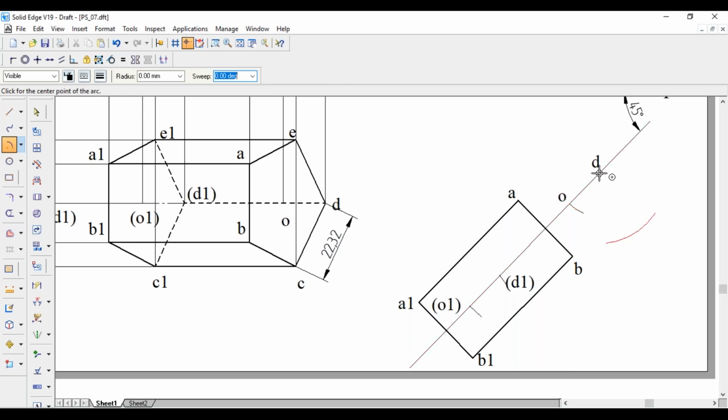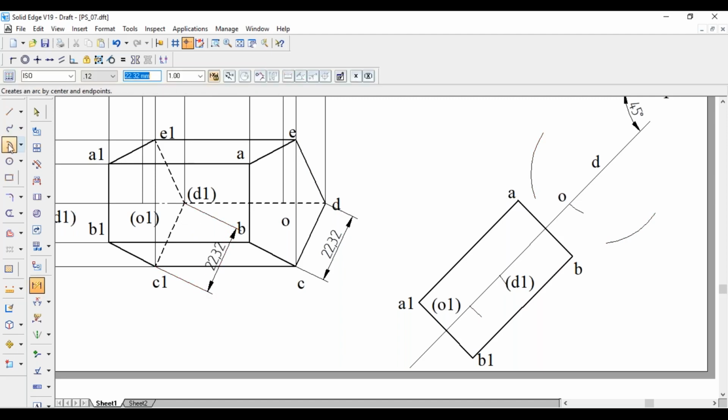Similarly, once again D as center, that is to get another point E. Same 22.32 mm as radius. Draw another arc. Same thing with respect to D1, because to get C1 and E1, this length is also same, 22.32 mm only. So D1 as center, 22.32 mm as radius. Draw an arc. Once again D1 as center to get another point. Same 22.32 mm as radius. Draw another arc.